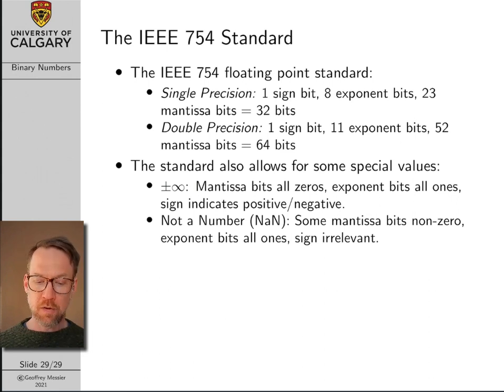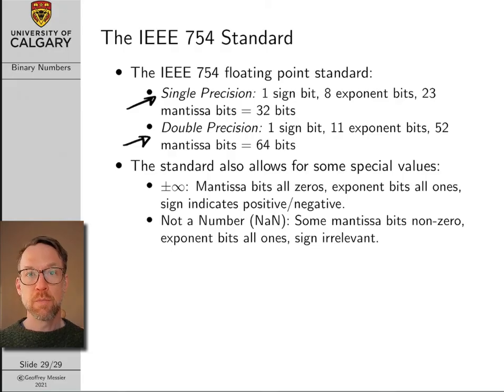And this standard has both single and double precision floating point numbers. A single precision floating point number is 32 bits long. It has 1 sign bit, 8 exponent bits, and 23 mantissa bits. Double precision, 1 sign bit, 11 exponent bits, and 52 mantissa bits. And you may have already used this if you've done any sort of C programming, because when you create a float variable, it's typically a single precision floating point number.